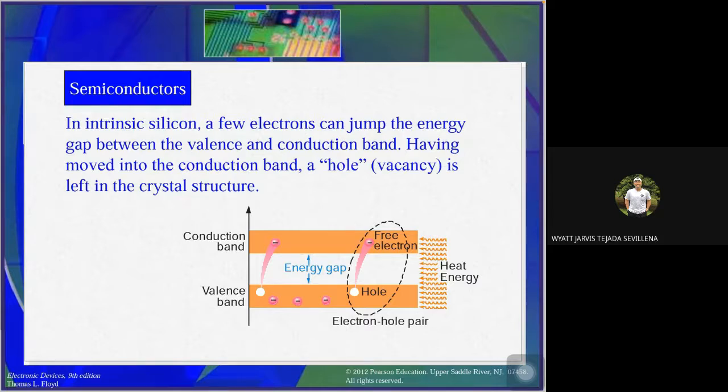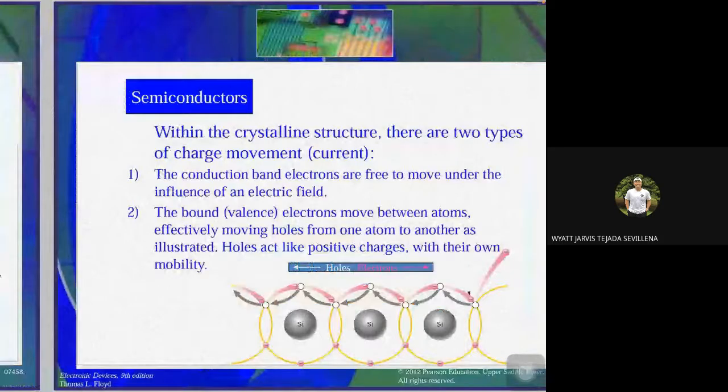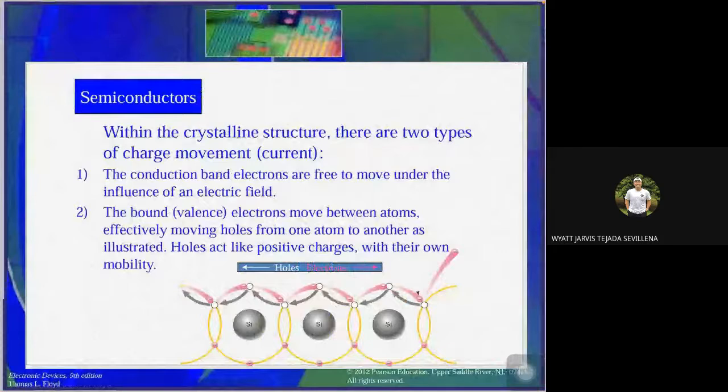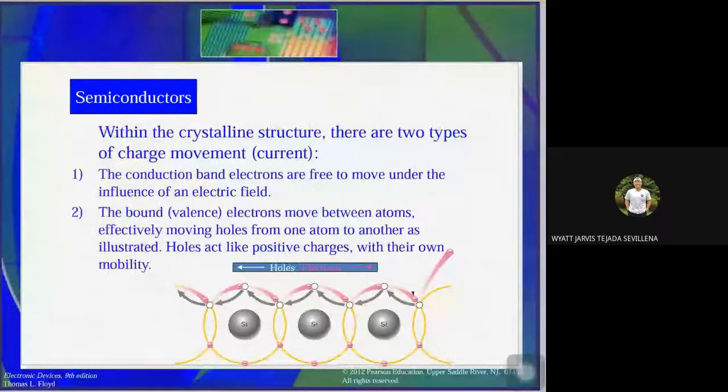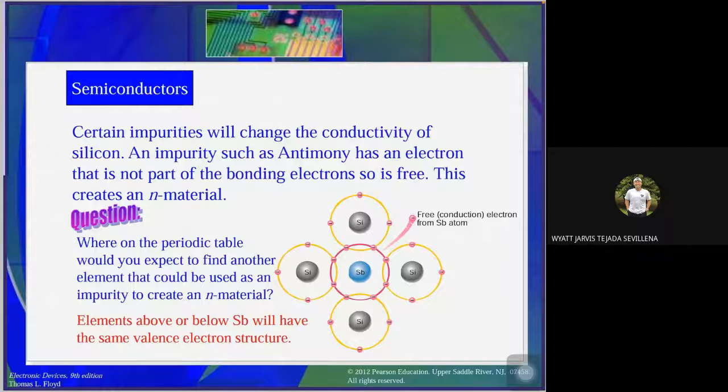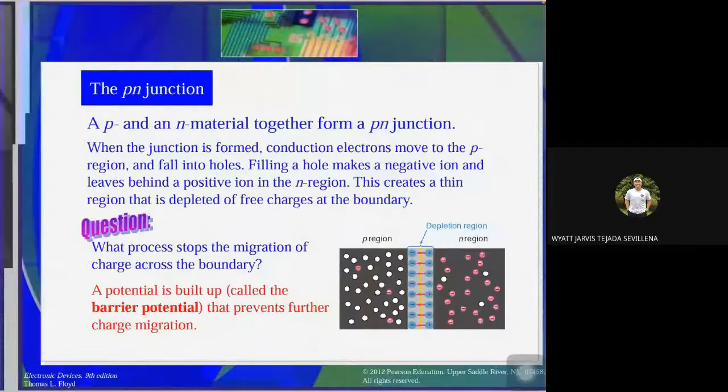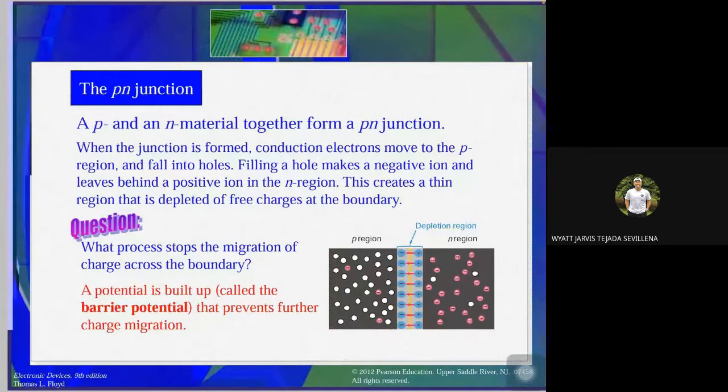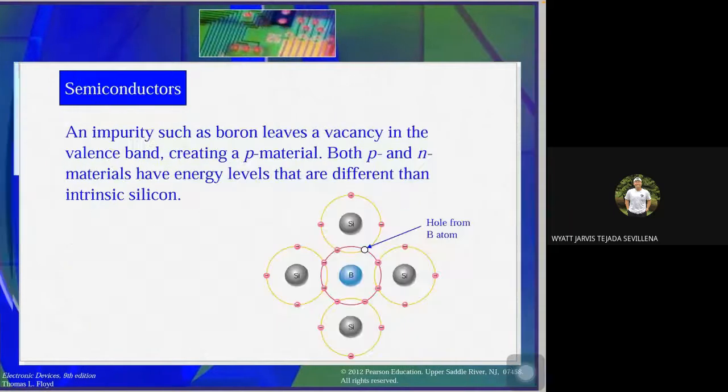Speaking of extrinsic material, I think it's appropriate that I introduce that we have two types of extrinsic semiconductors. Okay? We have the P-type semiconductor and the N-type semiconductor. Both P-type material and N-type material have energy levels that are different than intrinsic silicon.